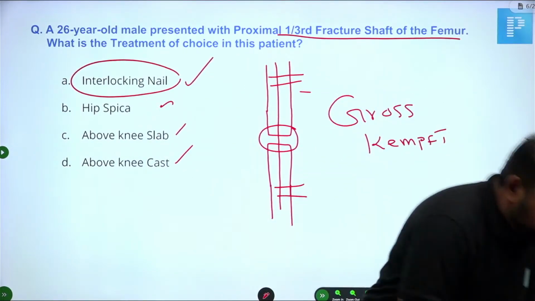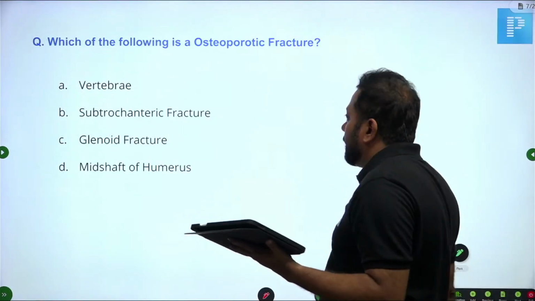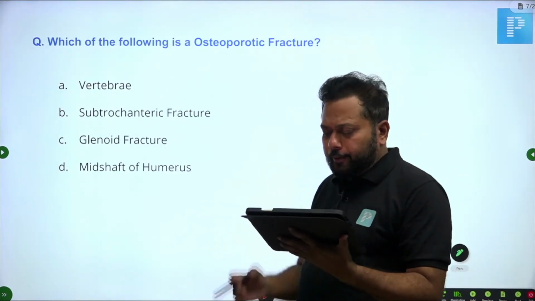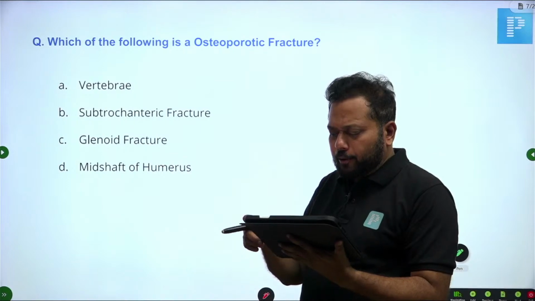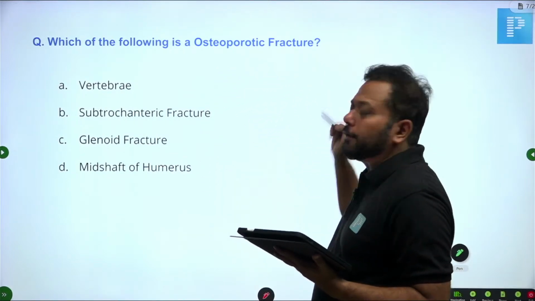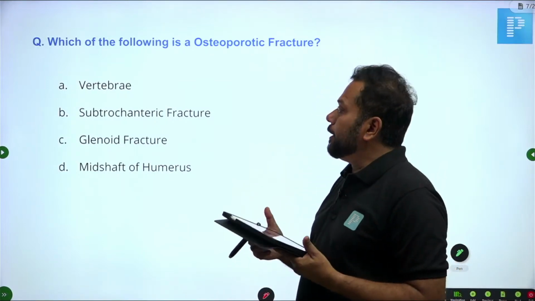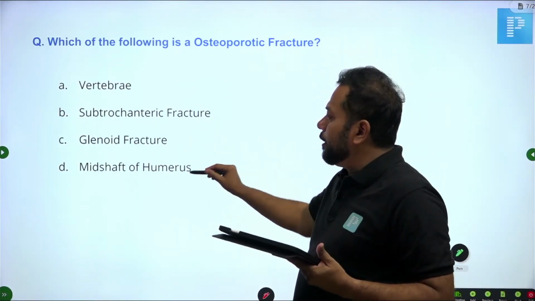So we'll move to the third question. Which of the following is an osteoporotic fracture? Vertebra, subtrochanteric, glenoid, midshaft.